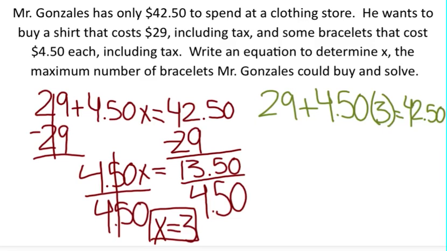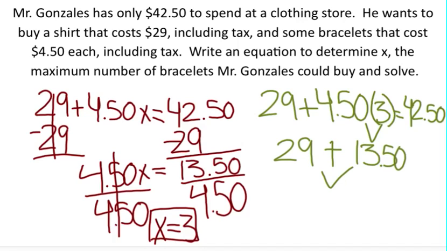You use order of operations to solve this. This means that multiplication comes first, so you multiply 4.50 times 3. This is equal to 13.50. Now you bring everything down. 29 plus 13.50 is equal to 42.50, which means that your answer is correct. Mr. Gonzalez could buy 3 bracelets.